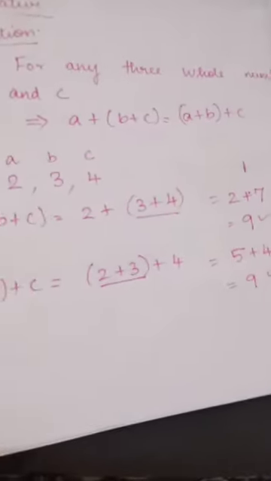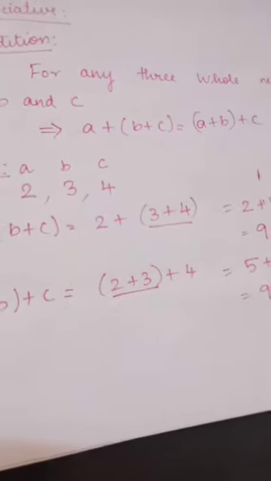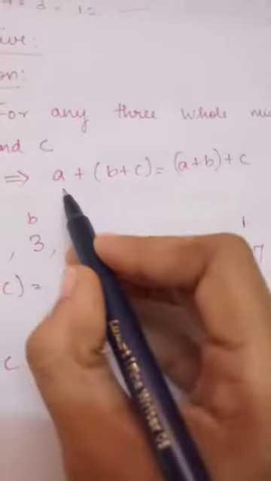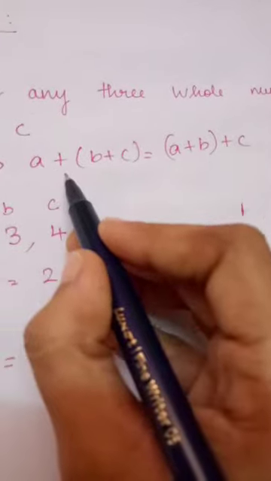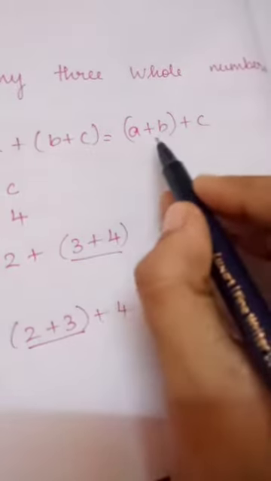Therefore, whole numbers are associative under addition. So this property should be satisfied: A plus (B plus C) equals (A plus B) plus C.